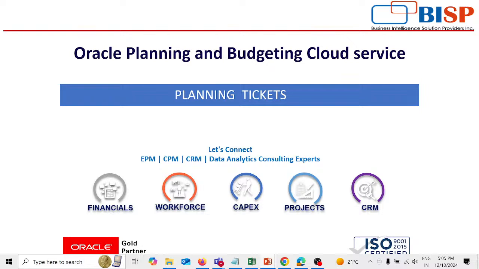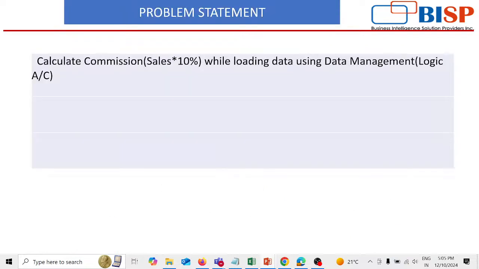In this series of planning tickets, today we are going to see the following problem statement. We've got a ticket where we have to calculate commission on sales at the rate of 10% while loading data using data management.